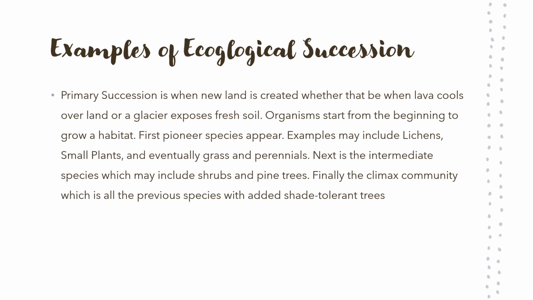And finally, when the climax community has been reached, we have all the previous species that we just talked about, along with your shade tolerant trees, which means they need sunlight. They need to grow so tall that they're above everything else. These are your hickories, your oaks, your trees, and other plants like that.